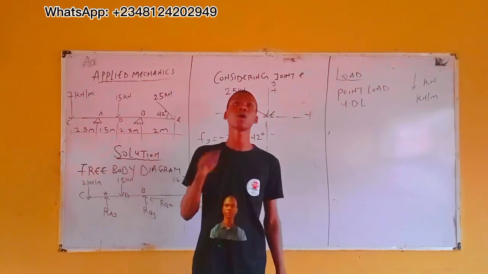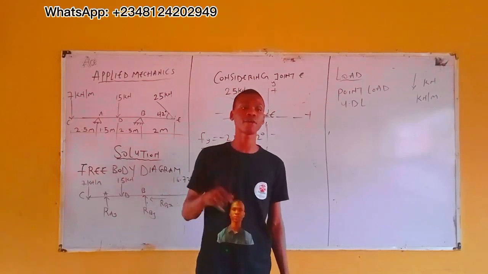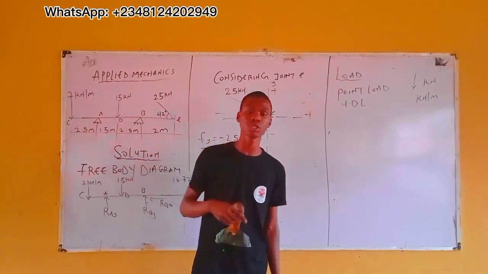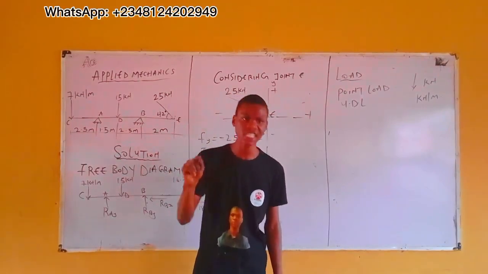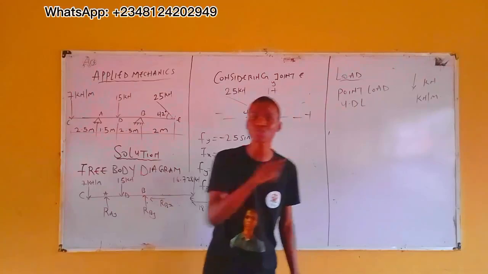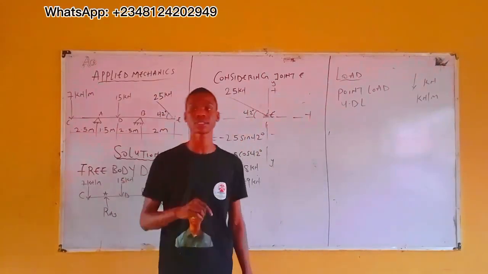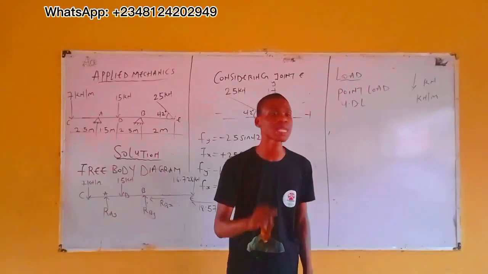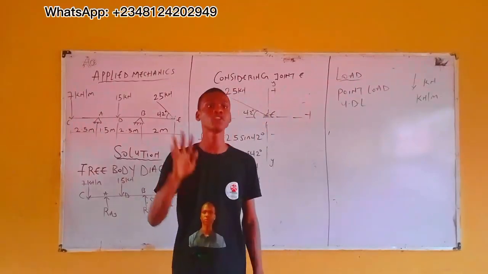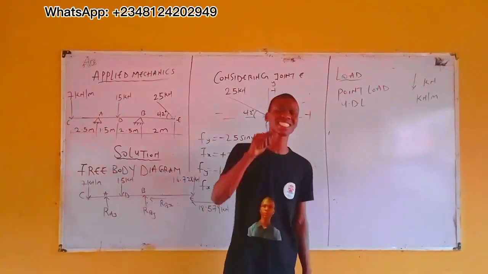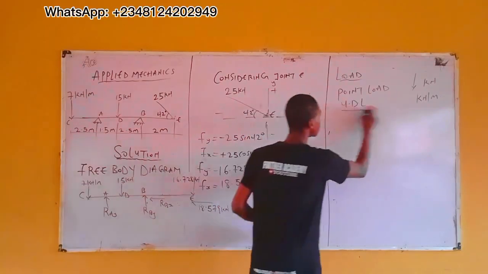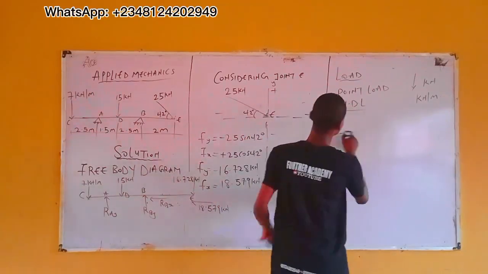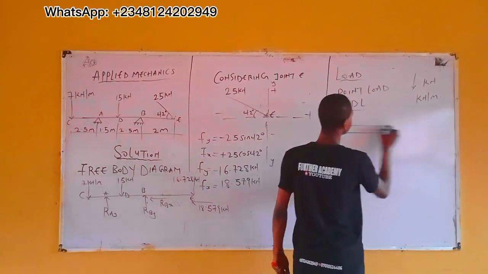Converting a UDL to a point load, simply multiply the intensity of the UDL by the total distance it covered. So what we are saying is that this is a UDL. Your UDL will be given as this.